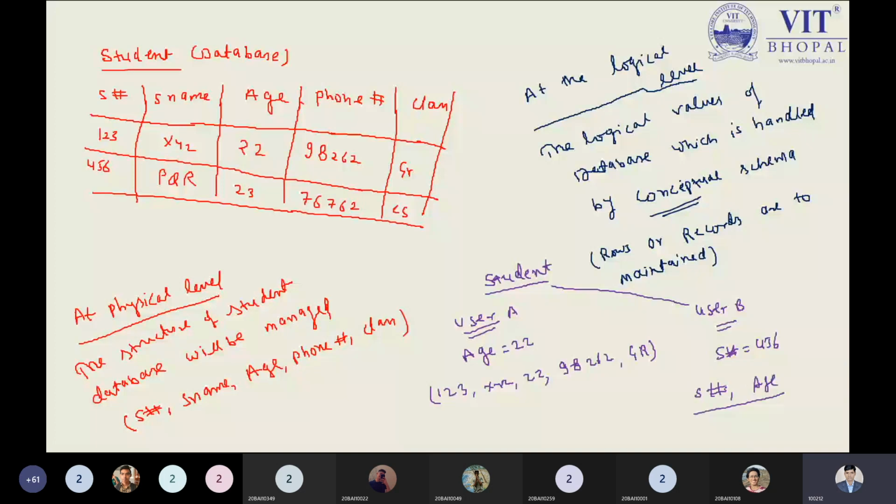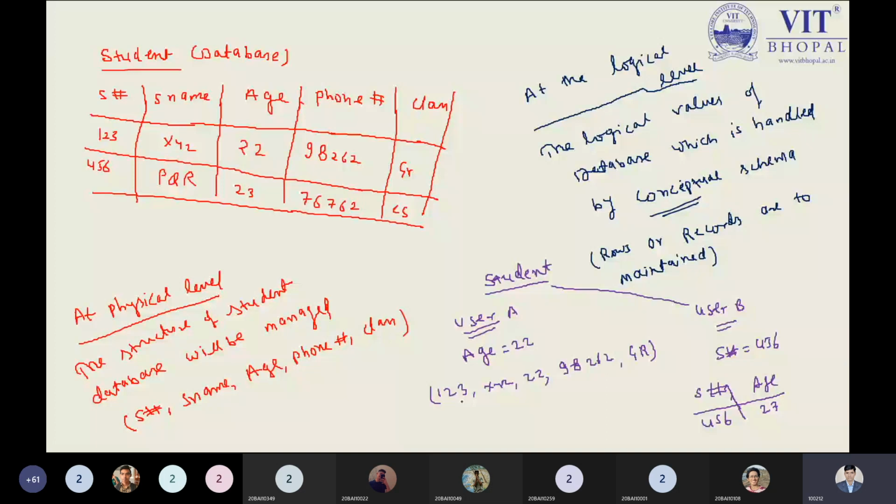So that is what user B sees, and user A and user B are both accessing the same database, but at the same time we have a different view. For user A, I am getting the entire detail of the student who belongs to the age 22, and for user B, I am getting the student who has the roll number 456, with his age and roll number only. So I am accessing the same database, and from the same database you are having different views.